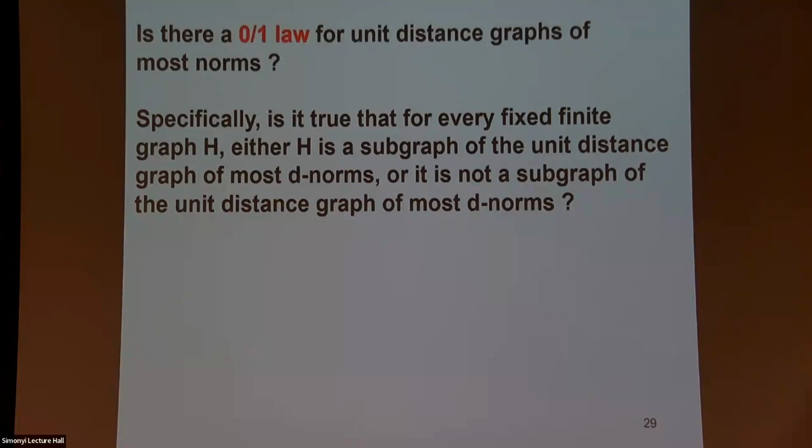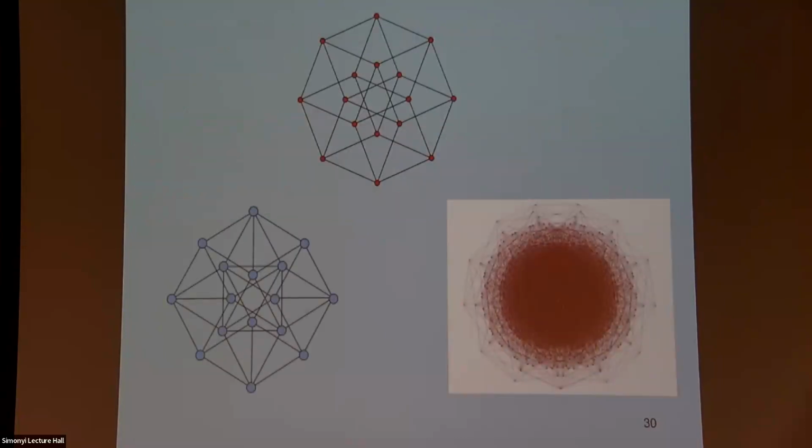And this is the last question. They have here three pictures. So this is a 4-cube embedded as a unit distance graph in the Euclidean plane. So it has 16 vertices and 32 edges. This is actually a graph with 16 vertices and 40 edges, which is still a unit distance graph in the Euclidean plane. The exact maximum possible number of unit distances is known for n up to 14, I think. Okay. So for 16, it's already not known in the Euclidean.